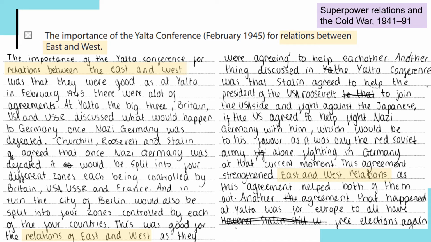The answer here has a consistent focus on why Yalta, X, mattered for relations between East and West, the Y part of the question, and notice how they keep coming back to it throughout their answer. There is secure analysis of importance, why Yalta mattered or what difference it made for relations between East and West, and this is continued throughout, as highlighted in red. Relations were good, they were agreeing to help each other. This agreement strengthened East and West relations.